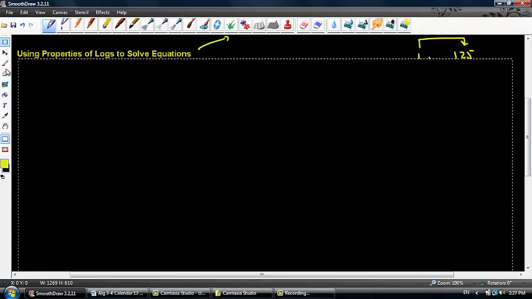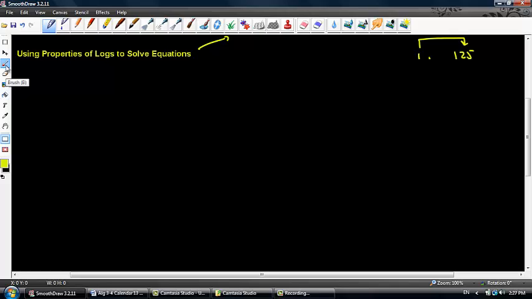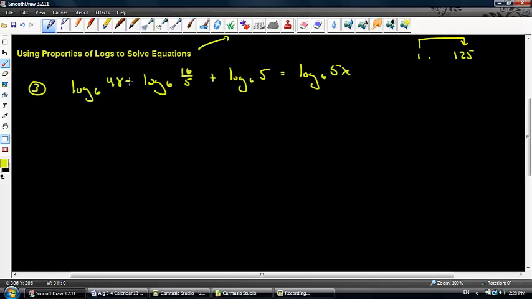Let's do another one. Number 3 here, we've got log base 6 of 48 minus log base 6 of 16 over 5 plus log base 6 of 5 equals log base 6 of 5x. So let's take care of this one operation at a time. I'm going to work from left to right here and deal with this first. This is really log base 6 of 48 divided by 16 over 5. Now I'm going to rewrite this because this is log base 6 of 48 times 5 over 16.